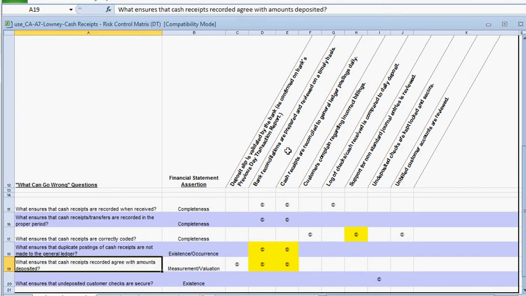The two answers to the same questions are also important. What ensures that cash receipts recorded agree with the amounts deposited? And like I said, those same two controls are put on for that question too, because that happens quite often in the cash receipts area.